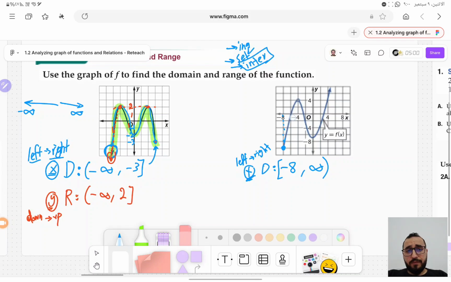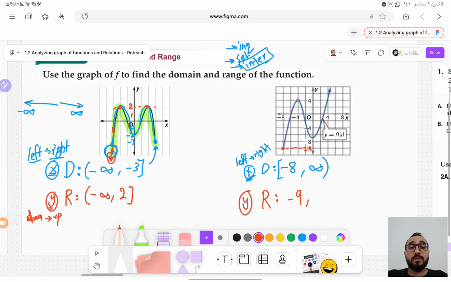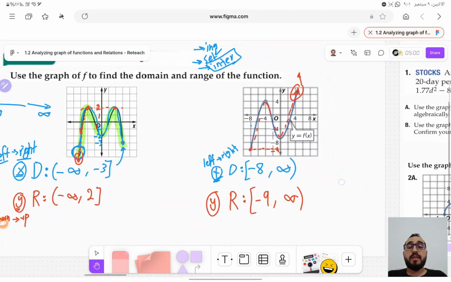Now, if you look at the range, I don't care about right and left. I care only about up and down, which is the y-axis. So where's the lowest point from down to up? This is the lowest point on the y-axis, so this one should be -9. So from -9 to the highest point, move your function to the highest point. It's going up. Up means positive infinity. So this is a parenthesis and this one should be a rectangular bracket. I hope you understand this. If you need anything, please ask me.